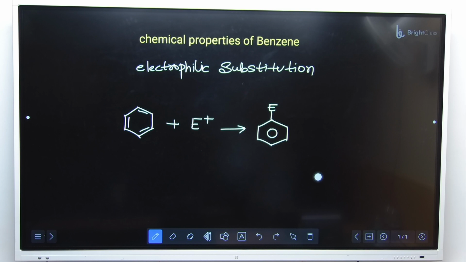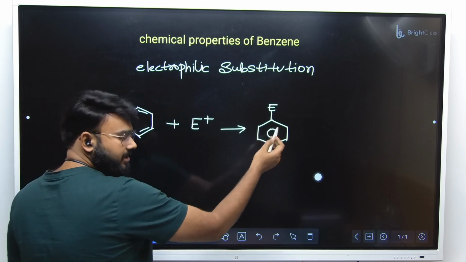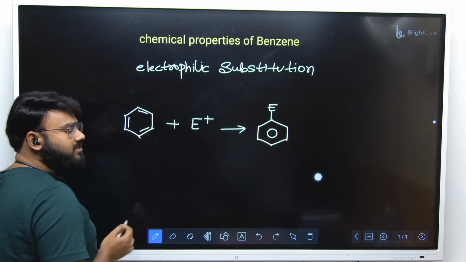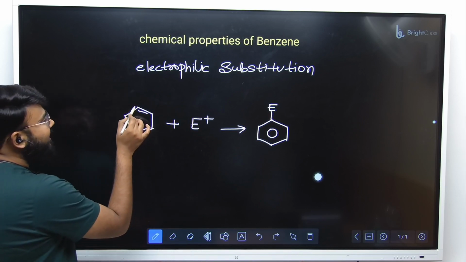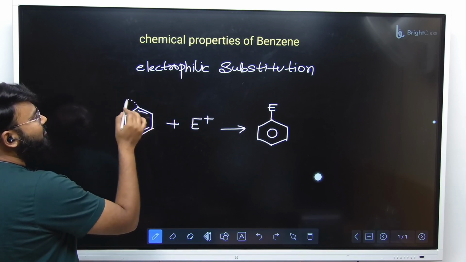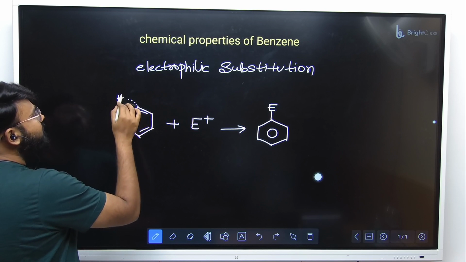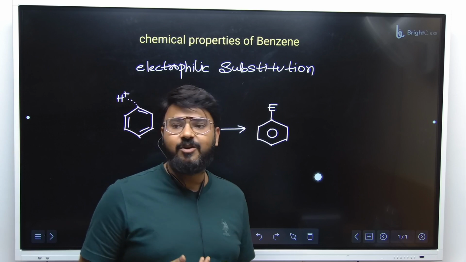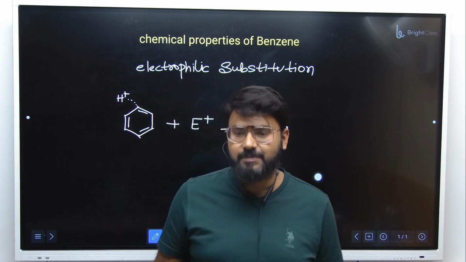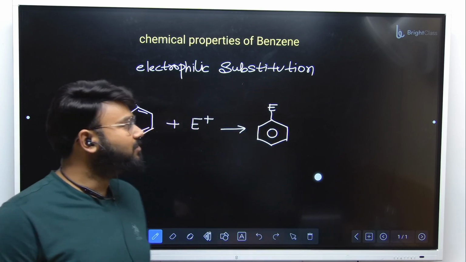So we removed the bond? No, the double bond is still there. See, the alternate double bonds are still intact. We removed hydrogen. What was removed here was H plus. One electrophile. Electrophile means electron deficient species, electron loving species. Hydrogen was removed and the new electrophile came up.